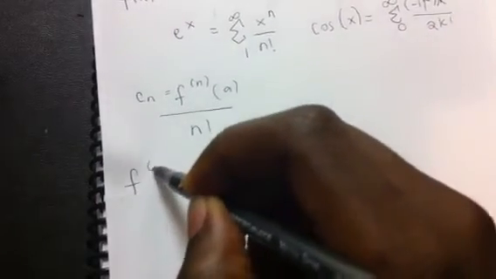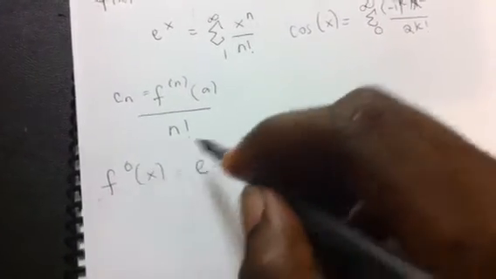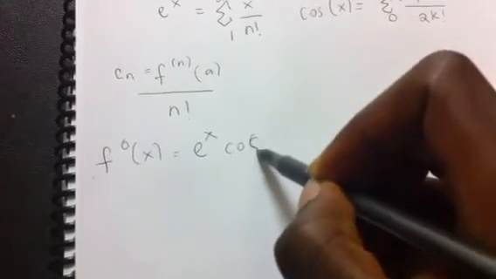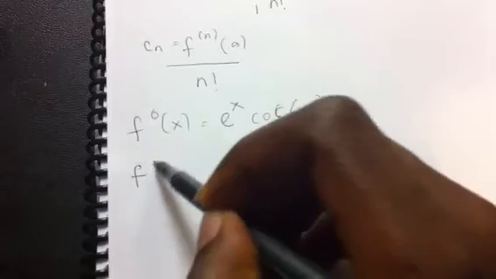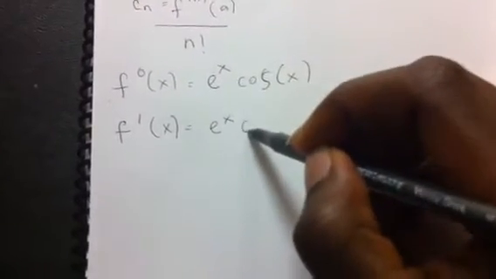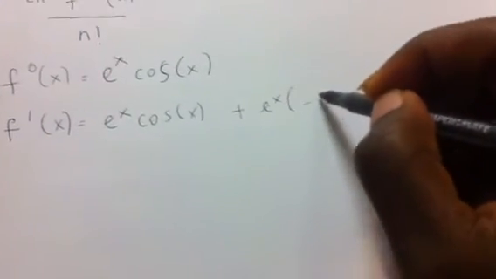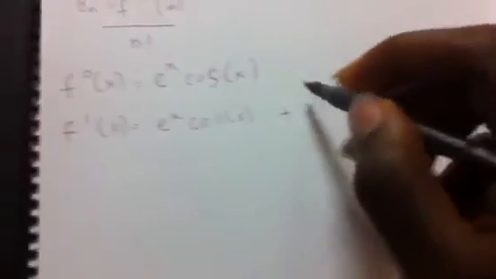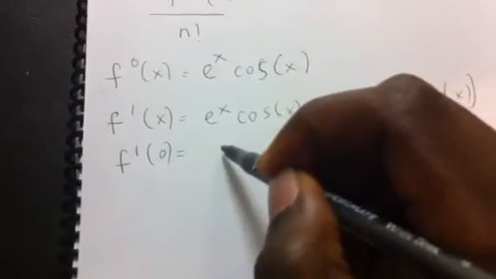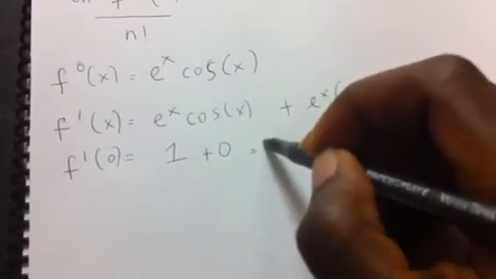So let's go ahead and take the derivatives. f of x is just a function, and we're going to be using this little subscript up here to represent the derivative that we're at. So here we have e to the x cosine of x. In the second place, we have f1 of x, the first derivative. And here, by the simple product rule, we have cosine x plus e to the x negative sine of x. Now if we plug in 0 into this function, it'll give us here 1, and here we have 0. So this is equal to 1.